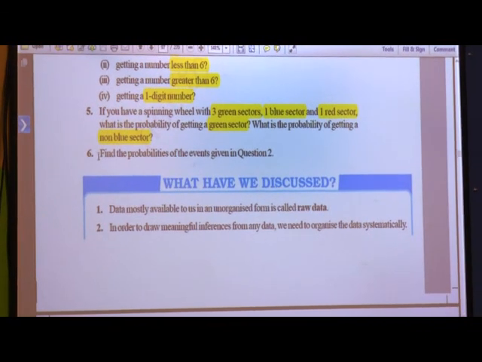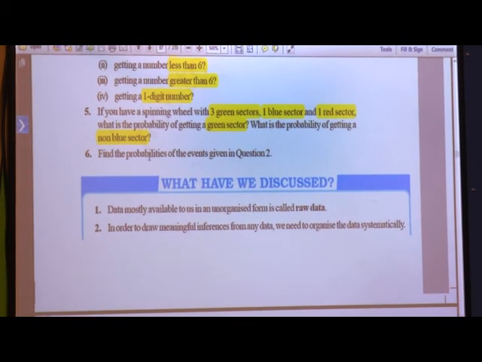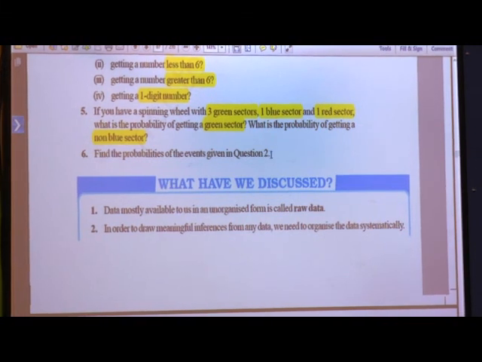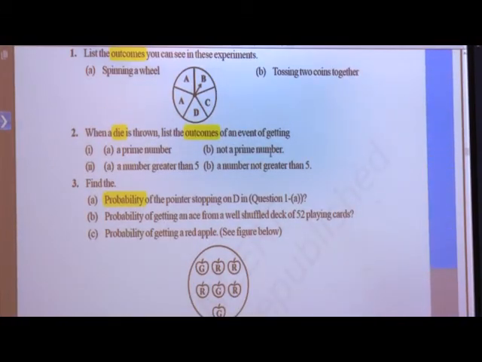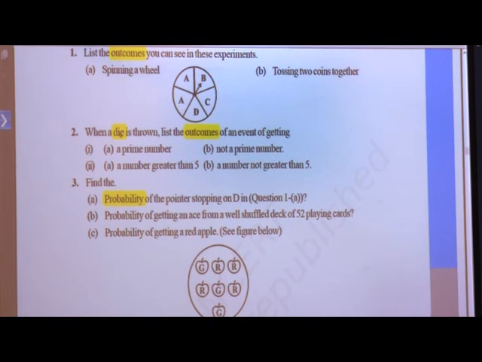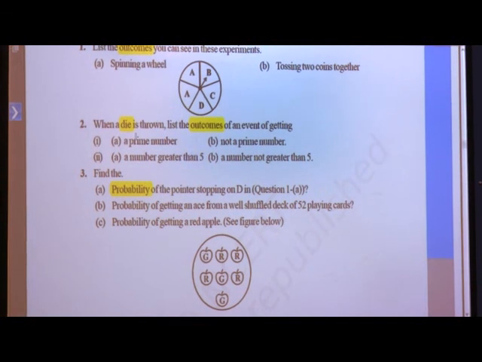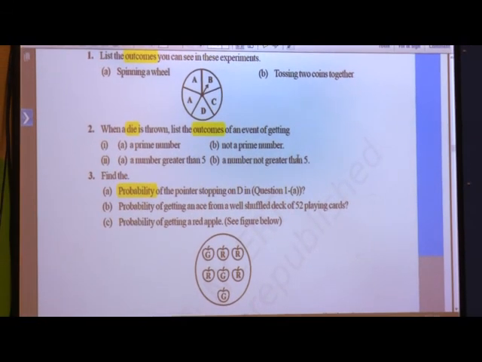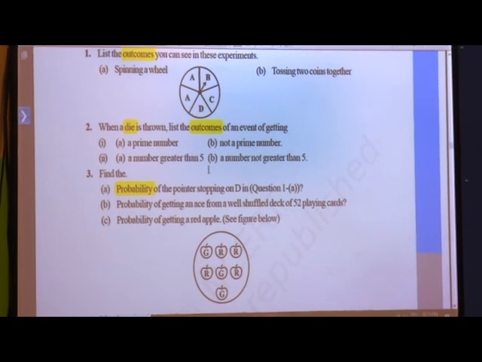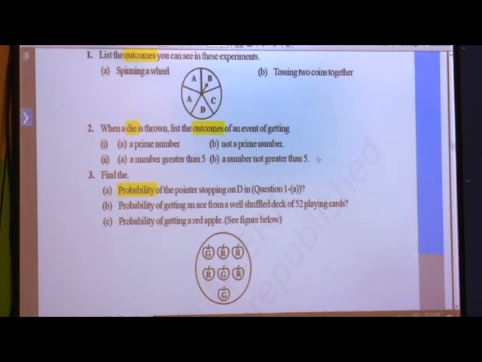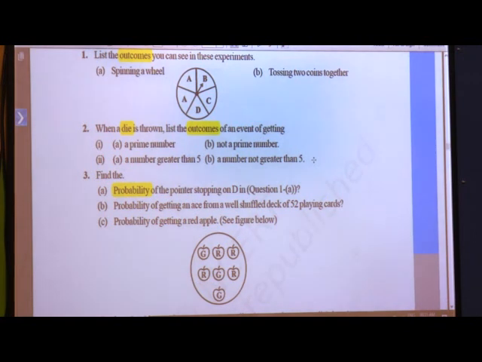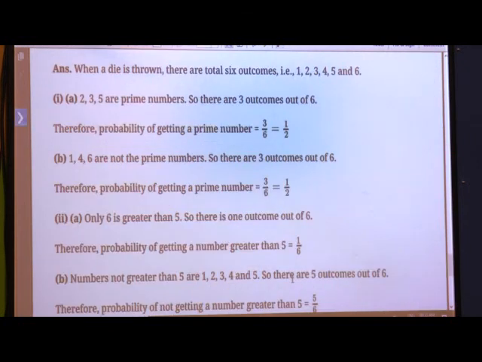Today, the last question of this exercise: find the probabilities of the events given in question 2. Now, what is question 2? When a die is thrown, list the outcomes of an event of getting a prime number, not a prime number, a number greater than 5, a number not greater than 5. These are the events. We have to find the probabilities of these. For this, let us switch to the solution.